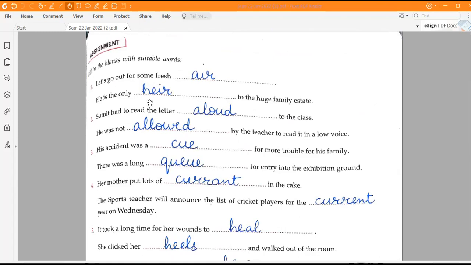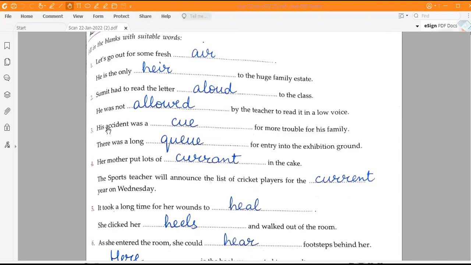He is the only heir, H-E-I-R, to the huge family estate. Sumit had to read the letter aloud, A-L-O-U-D, to the class. Next one: he was not allowed, A-L-L-O-W-E-D, by the teacher to read it in a low voice.